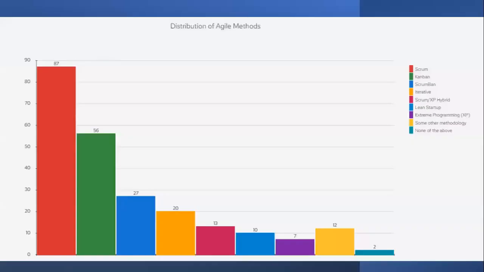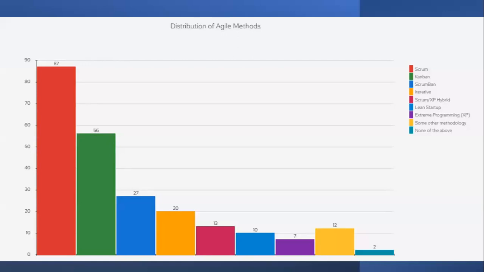If you take a look at the distribution of Agile methods from the last survey out there, the Agile report, you can see that Scrum is extremely dominant. It's used in 87% of those organizations that say they use Agile, followed by Kanban, followed by Scrumban. And we're just talking about these team level frameworks. We're not talking about any of the scaling ones, just the team level ones. And it makes sense because if you look at the scaling ones, they contain these team level ones anyway.